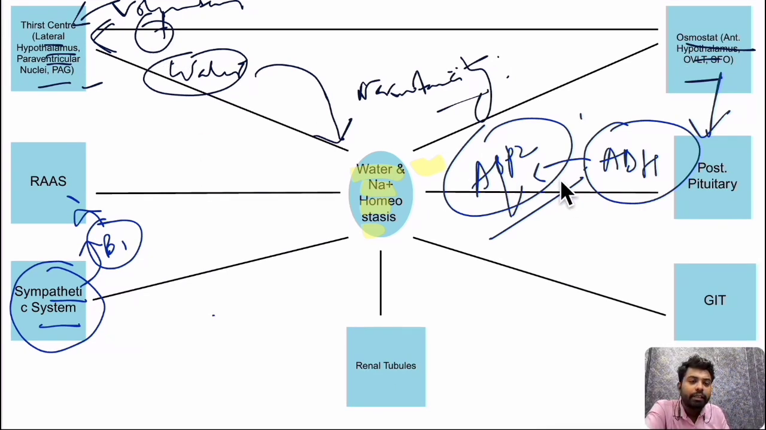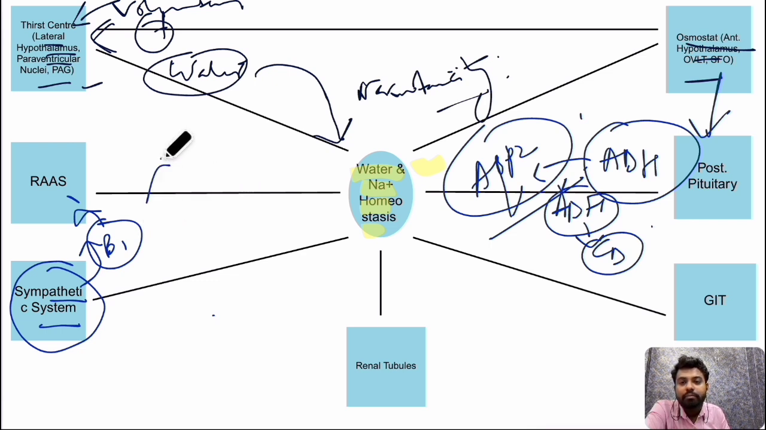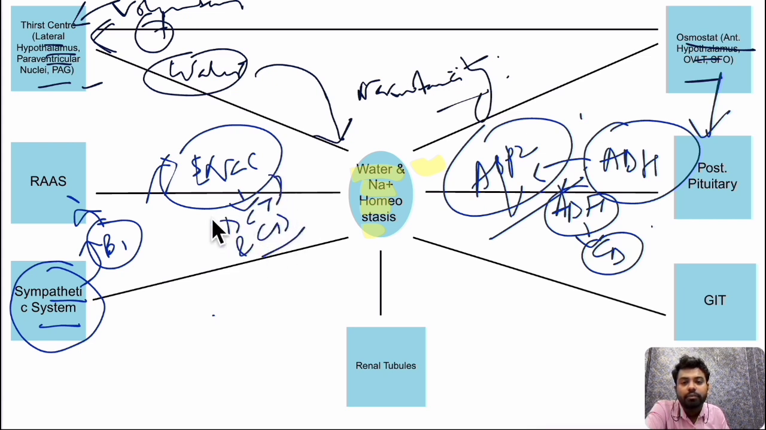So far we have known that ADH is acting in a big way in your collecting duct cells mostly, and your RAS system. That is one of the most important things. Your ENaC channels are working in the DCT and collecting duct, DCT mostly, and renal tubules.